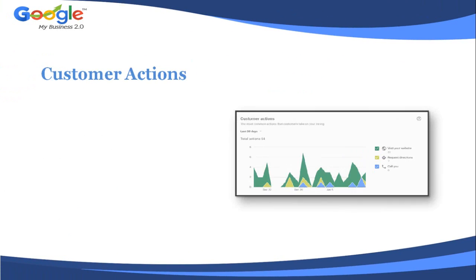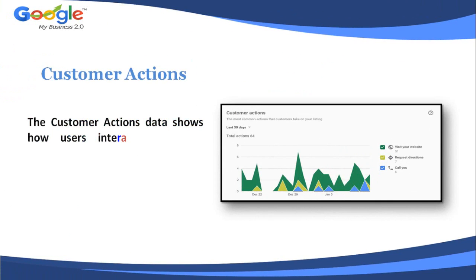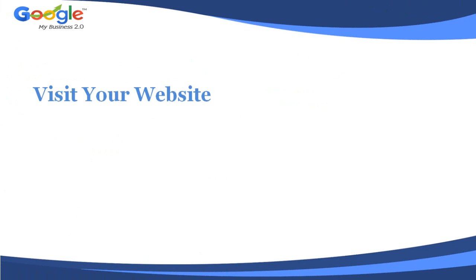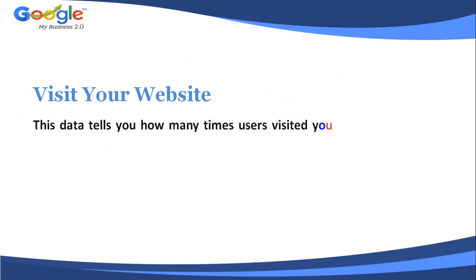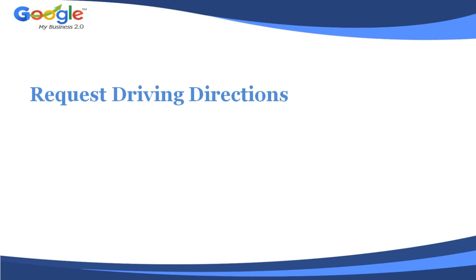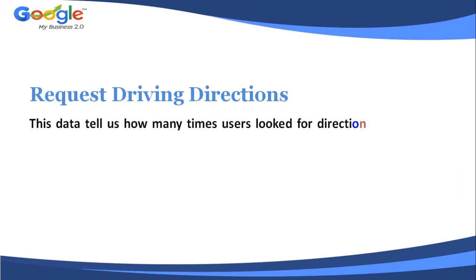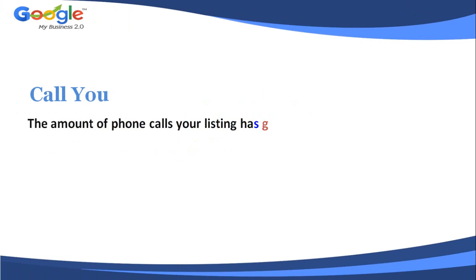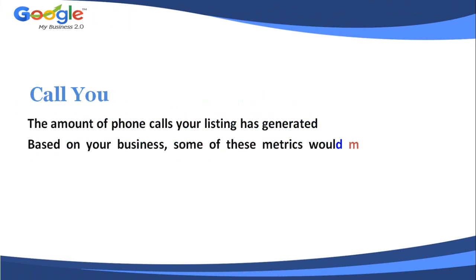The customer actions. The customer action data shows how users interact with your listing. This shows the most actions that users can take once they are on your listing. Visit your website: this data tells you how many times users visited your site after interacting with your listing. Request driving directions: this data tells us how many times users look for directions to your business. Call you: the amount of phone calls your listing has generated.